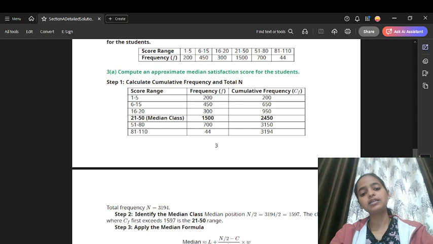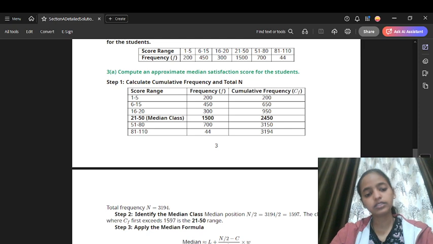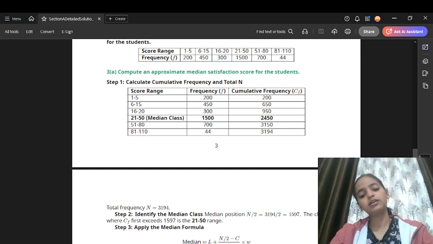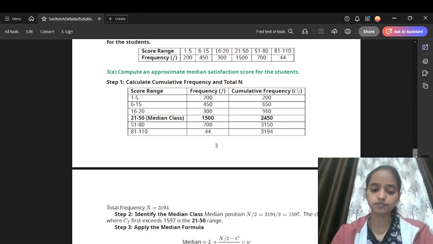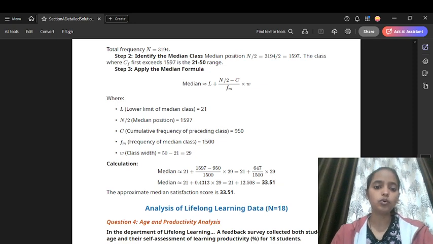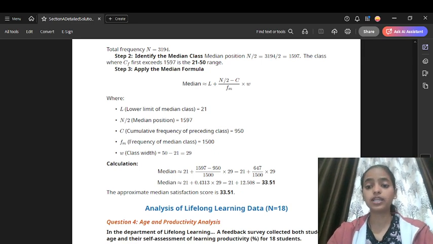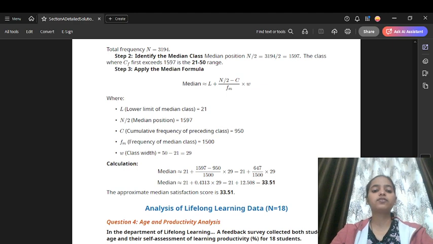21 to 50, the median class, has frequency 1500 and cumulative frequency 2450. 51 to 80, frequency 700 and cumulative frequency 3150. Now 81 to 110, 44, and the cumulative frequency is 3194. Total frequency n equal to 3194. Step 2, identify the median class. Median position n by 2, 3194 by 2 equals 1597. The class where the CF first reaches 1597 is the 21 to 50 range.